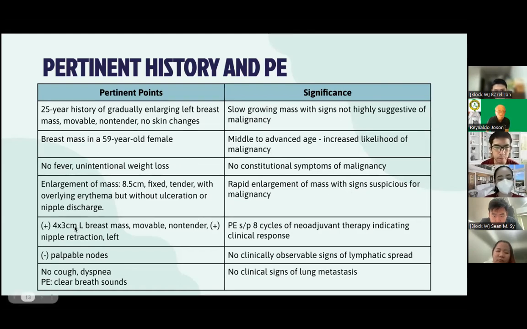And the 4 by 3 cm left breast mass, this was the PE after 8 cycles of neoadjuvant therapy, so indicating a clinical response to the medical management. And there were no palpable nodes, so no clinically observable signs of lymphatic spread. There was also no cough or dyspnea on review of symptoms, and on the PE there were clear breath sounds, so no clinical signs of lung metastasis.